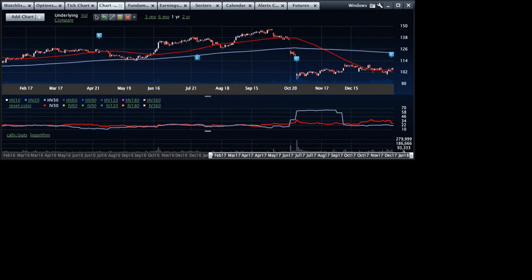Now, historical volatility is the measure of volatility of the underlying stock or futures contract. Historical volatility is already known because it's happened in the past. So it's a measurement of past volatility. It means nothing going forward. It's just an estimate, or it's known volatility from the past.